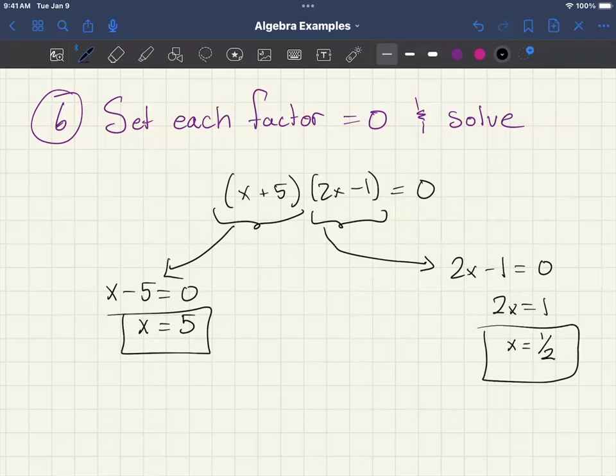All right, so this gives us our two solutions: x is equal to 5 and x is equal to 1/2. Quite frequently when you have a is not equal to 1, when you're factoring that equation, one of your solutions will have a fraction in it.